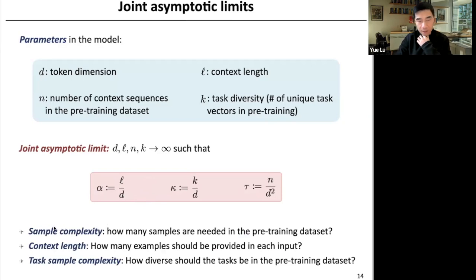And again, we have these 3 important metrics. One is the sample complexity: how many samples do we need in a pre-training data set? And context length: how many examples do we need to provide in each input? And the third one is the task diversity: how diverse should these tasks be in a pre-training data set?